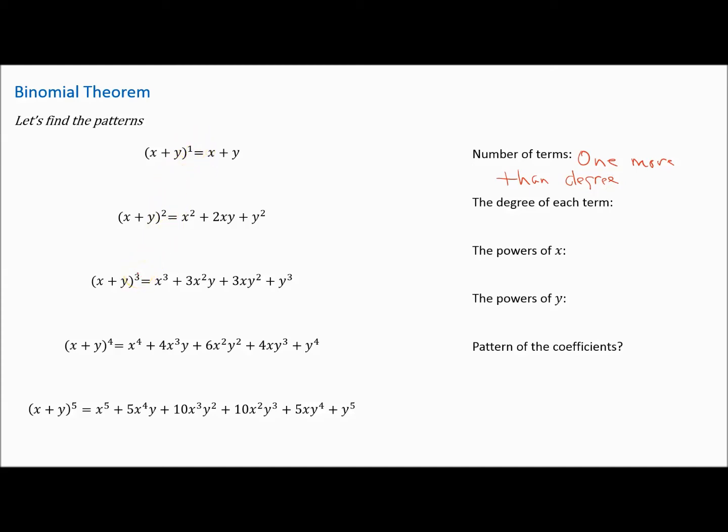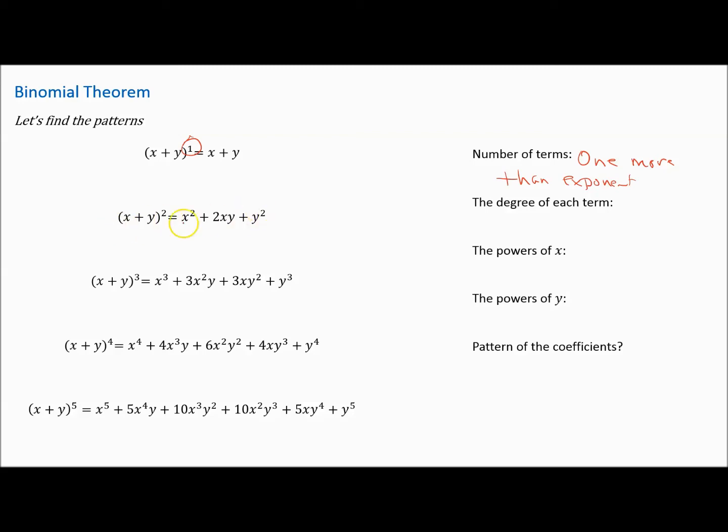Now, I shouldn't say 1 more than the degree, because here's why. These x's and y's, they might be raised to a power, so your degree would be more than that. So it'd be 1 more than the exponent. Let's just say that. And when I say the exponent, I'm talking about this number sitting right out here, what you're expanding. All right, now let's check this out. The degree of each term. Now, I do mean degree in that case.